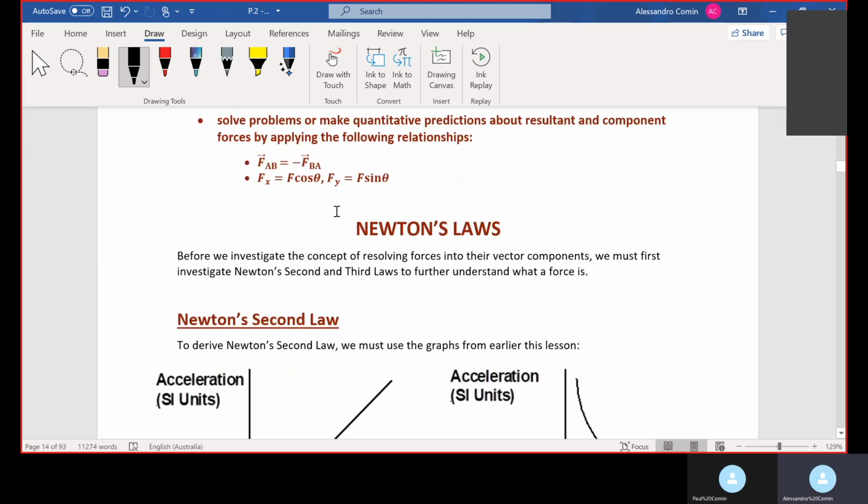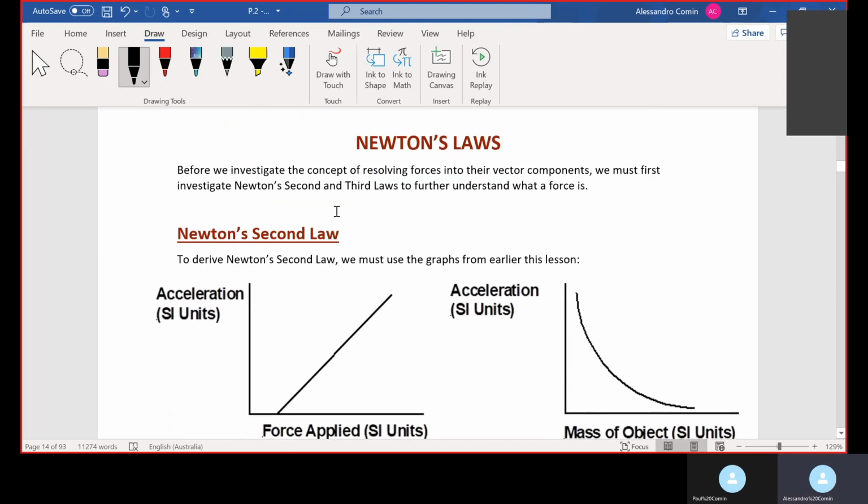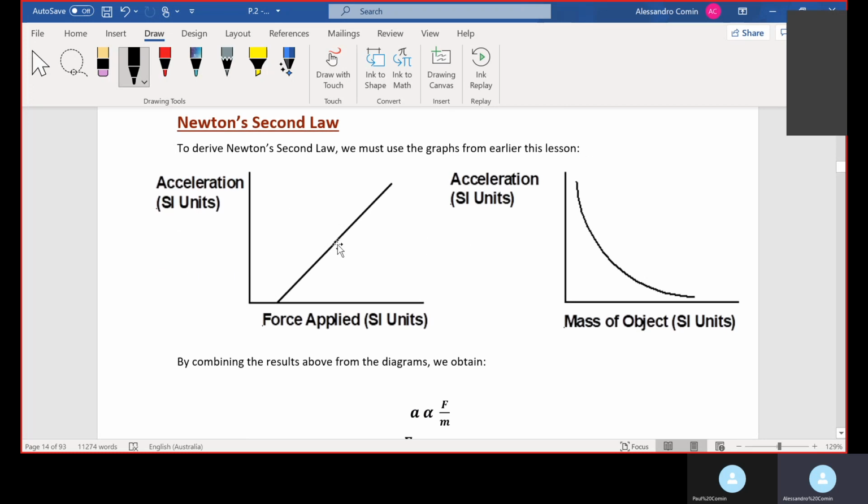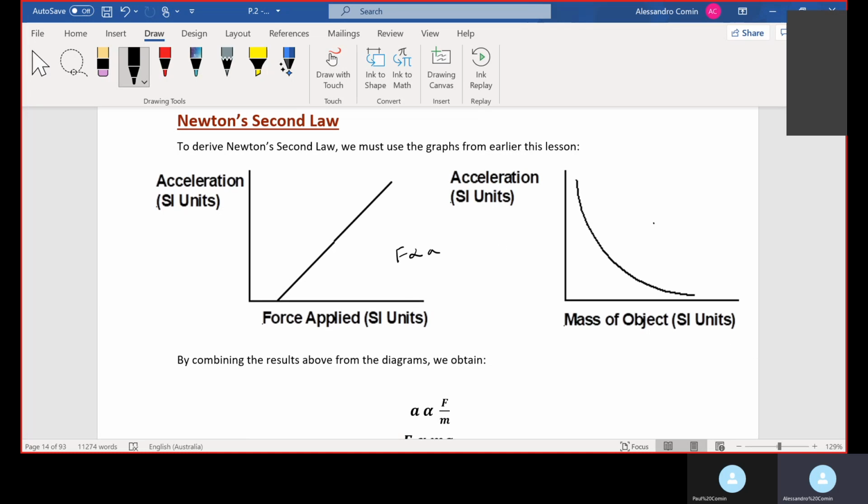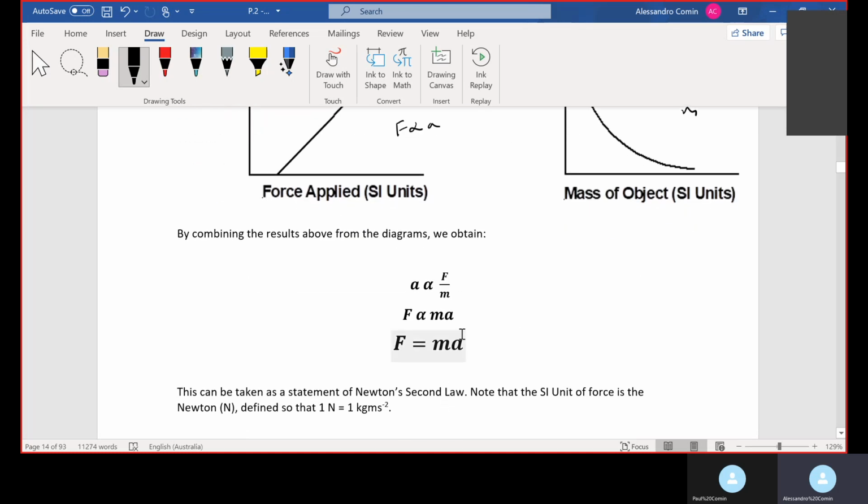All right, we finally get to Newton's laws. So Newton's second law: if we combine these two, remember in this one F is proportional to A and A is proportional to 1 on M, we can see that if we link these two together, we get A is proportional to F on M, which means that F is proportional to MA. But that's just Newton's second law, so we could just say F is equal to MA.